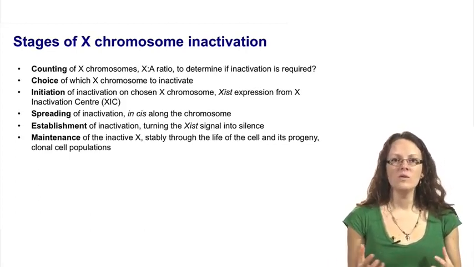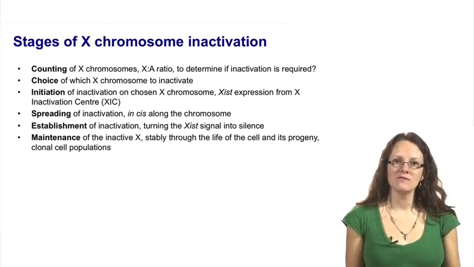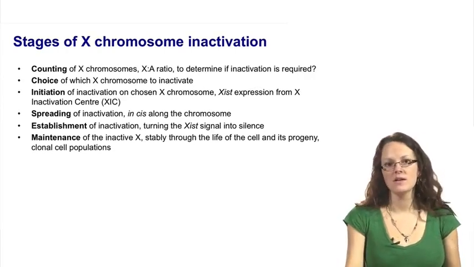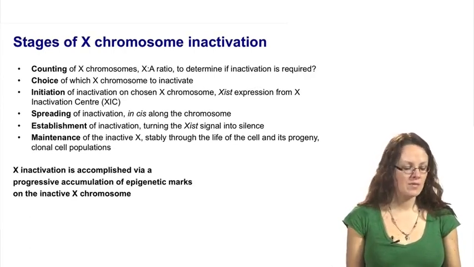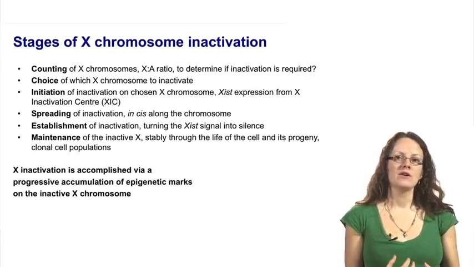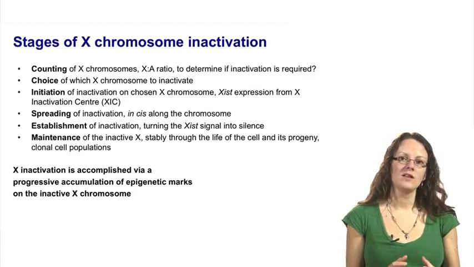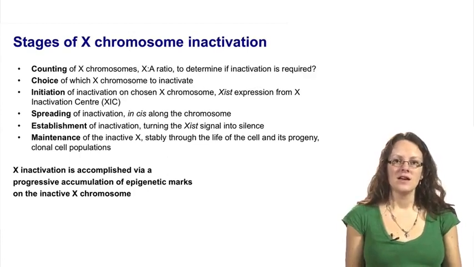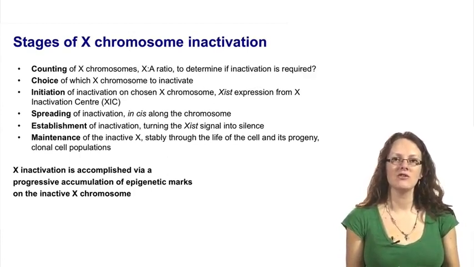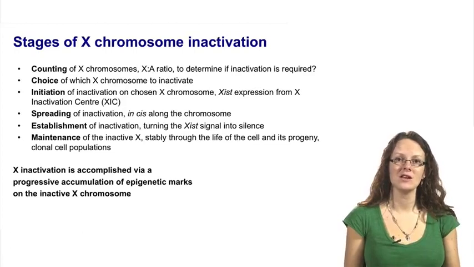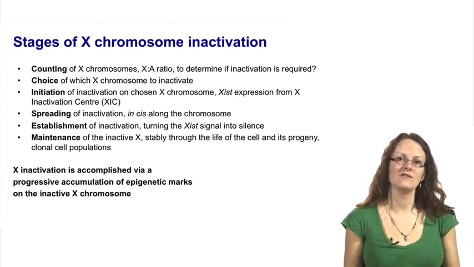So while we'll go through many of the molecular events that are involved in each of these stages, I think the really key thing to understand and remember is that the way X inactivation happens is that there's a progressive layering of an accumulation of epigenetic marks. And it's by this progressive layering of redundant epigenetic marks that you can ensure this mitotic heritability and the incredible stability of X inactivation, and that's why it can last for the lifetime of an organism.